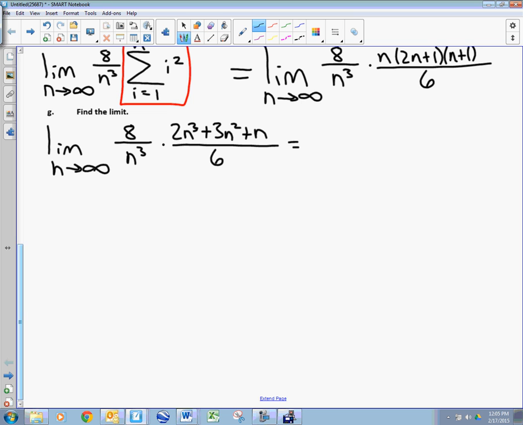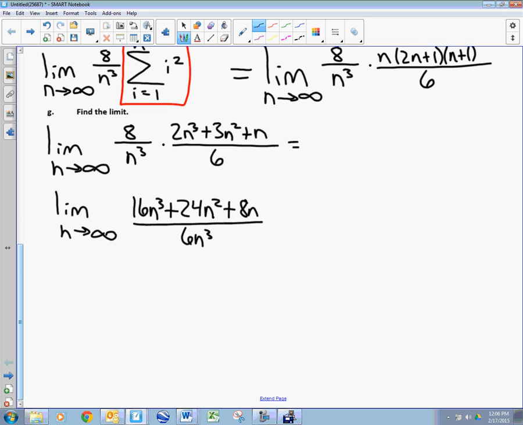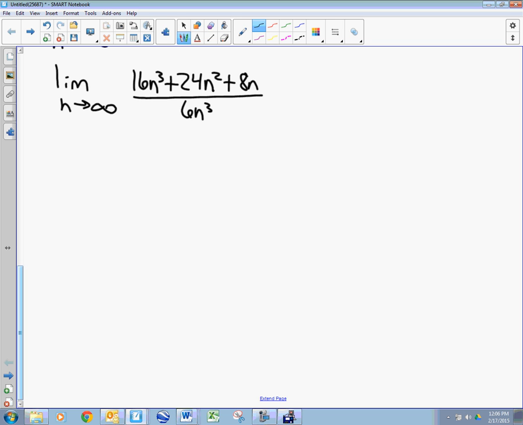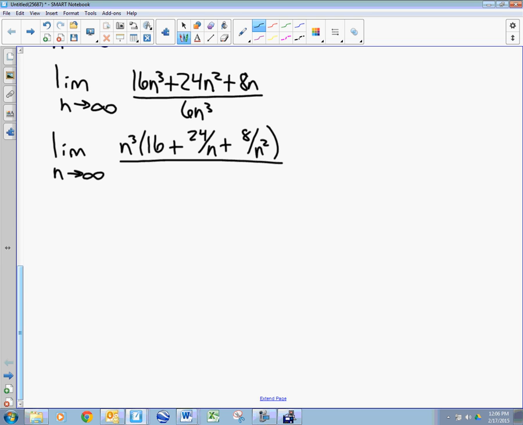No, don't cross multiply. Limit as n goes to infinity of 16n to the third plus 24n squared plus 8n over 6n cubed. Remember how we evaluate that limit? Factor out what? Largest power. Limit as n goes to infinity of n to the third times 16 plus 24 over n, 8 over n squared, all over 6 n to the third. What happens?